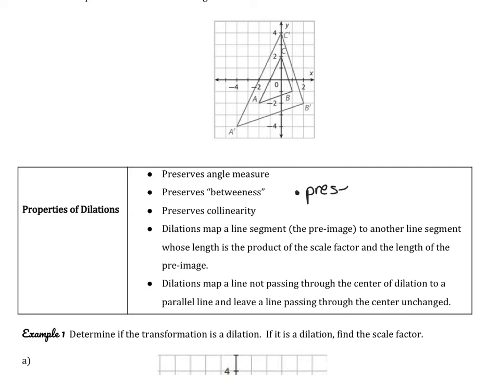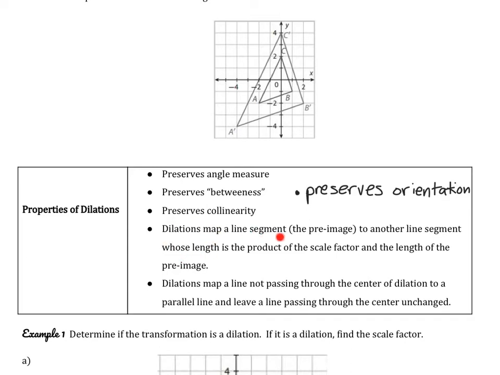It preserves what's called the orientation of the shape, meaning it's not rotated around, it's not shifted up or down. Everything is in the same place relative to the other points. Also, it preserves collinearity, so any points that were collinear before should still be collinear.